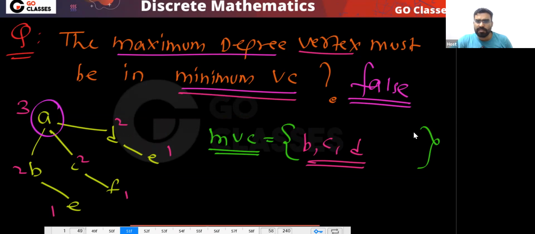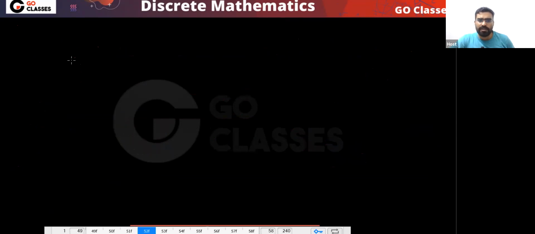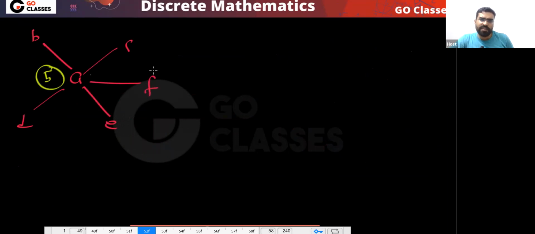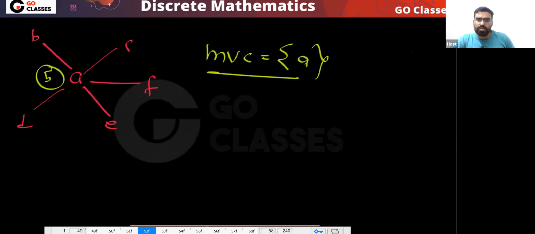Is this clear to everyone? A star graph is not a counter example. Don't say that a star graph is a counter example. In a star graph with A, B, C, D, E, F, the center vertex has degree 5, and the minimum vertex cover is also this vertex. So this is not a counter example.